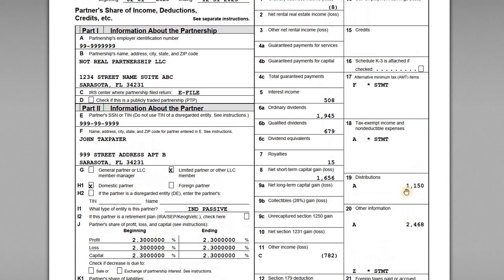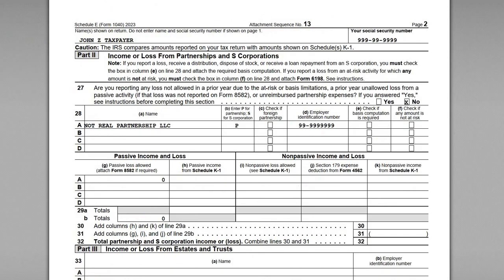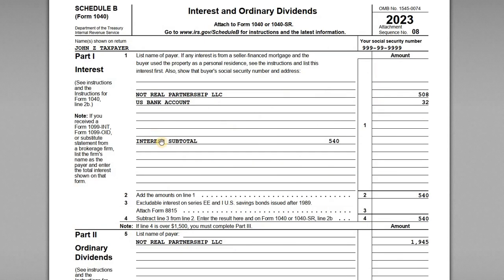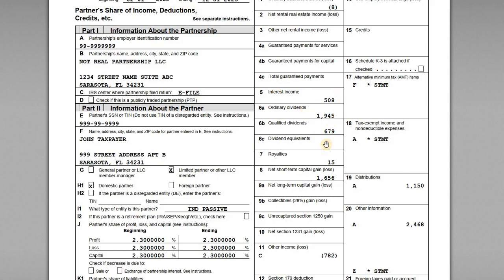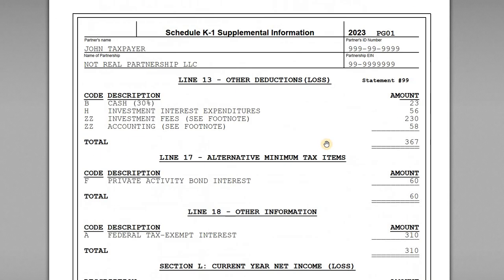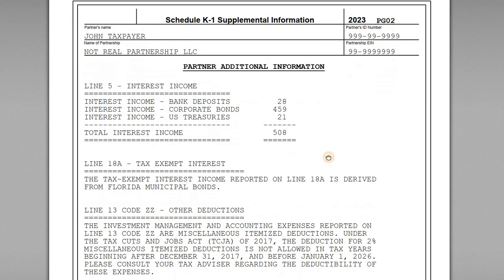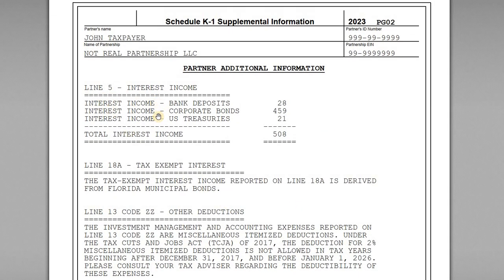So moving on down here, this entity has some interest and dividend income. So the $508 of interest, that would just be reported on Schedule B. So if we have a look at John's return here, we go to Schedule B, we can see he's got an entry, Not Real Partnership LLC, and there's the $508 of interest income. Now, if we have a closer look at the line 5 item, there is a footnote that provides more detail on what comprises that interest amount. So we can see here line 5 interest income details. There's the $508 figure, but notice how it's been broken out into 3 categories.